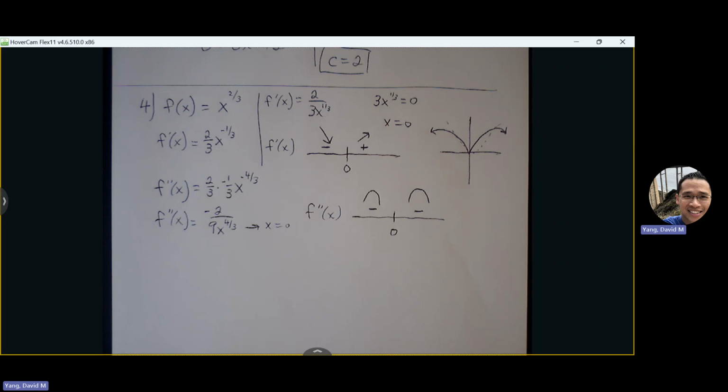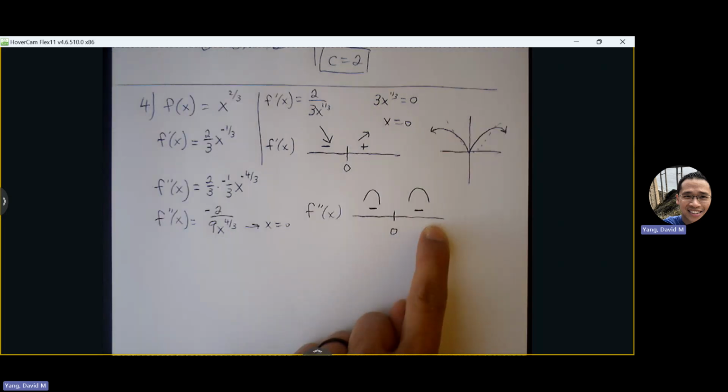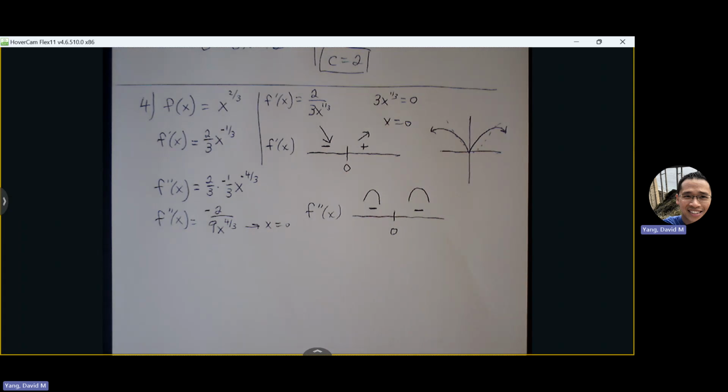Curve is concave up from 0 to infinity. That is false, right? Everything we see is concave down. And then the curve is concave down from negative infinity to 0. That's true. So everything is true except for 3. So 1, 2, and 4.